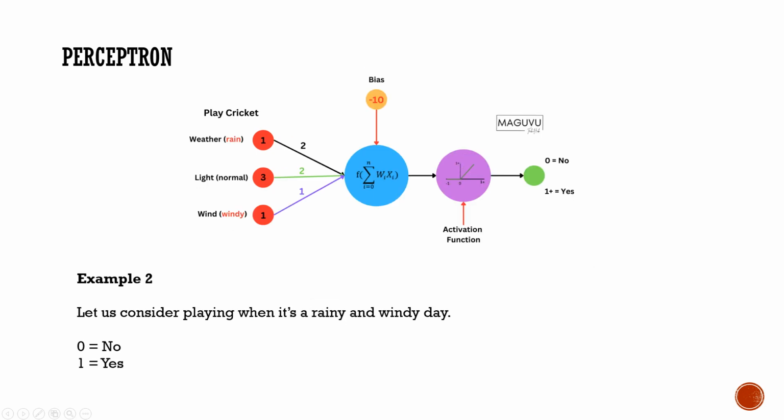Let's go on to look at another example, again trying to determine whether we play cricket or not. In this example, the weather is no longer sunny, it's a rainy day, and the light remains normal. However, the wind is now windy and not normal. So depending on how important those are, we can see that the input values have changed, and the weights still remain 2, 2, and 3, and the bias has changed again to 2.